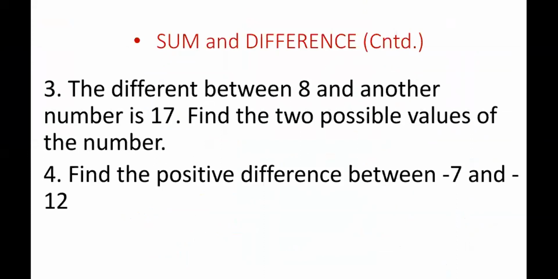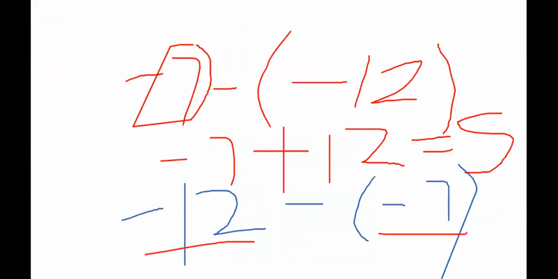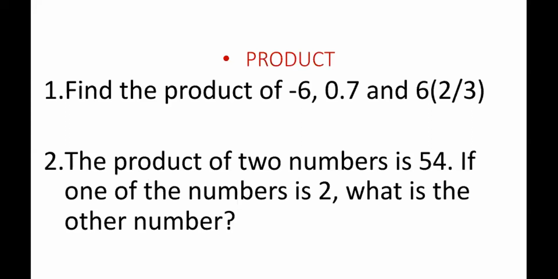So let's go. We are moving to products now. You have the first question: find the product. It means multiplication. Find the product between 5 and 6, that is 5 times 6, which is 30. So product simply means multiplication. The first question says, find the product of minus 6, 0.7, and 6.